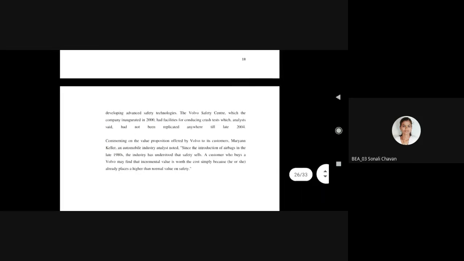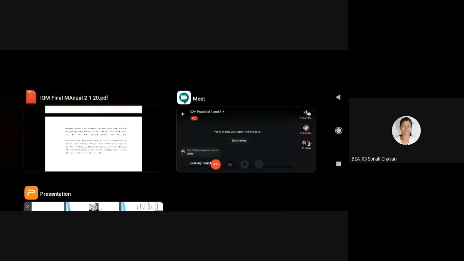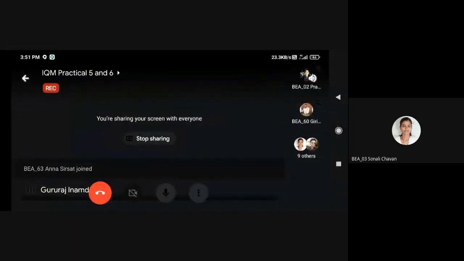So whenever you visit any type of organization, try to make a market survey. We have to decide which factors are very important and considered in market survey. Is it right? So we will start the last practical.